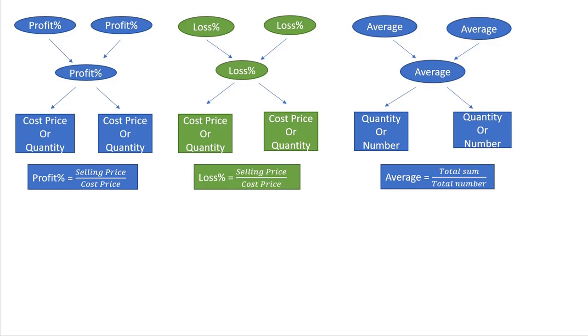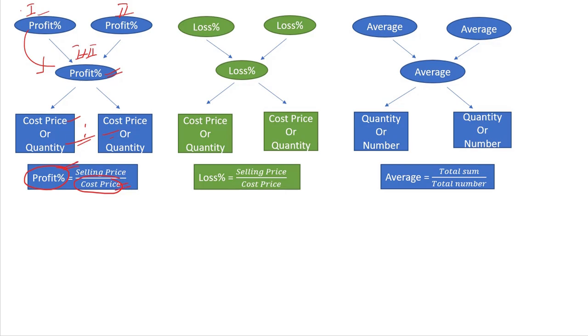Here in mixture and alligation, in the first item we have profit, in the second item we have profit, and in first and second together we have profit again, and then the ratio is cost price or quantity ratio. Why do we get cost price or quantity ratio in this profit method? We have profit percentage, and profit is calculated upon cost price.